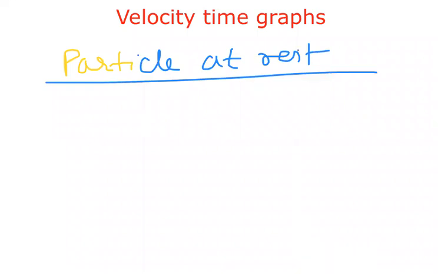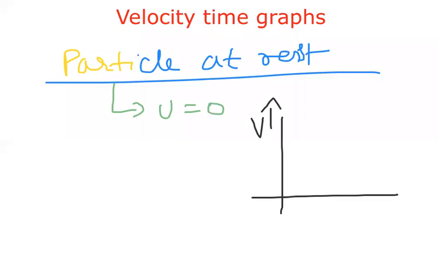When a particle is at rest, what do we mean by rest? Velocity is zero. Particle at rest means initial velocity is zero or final velocity is zero. We call that the particle at rest. So now we are drawing the graph for velocity time. Velocity is taken on the y-axis and time is taken on the x-axis.